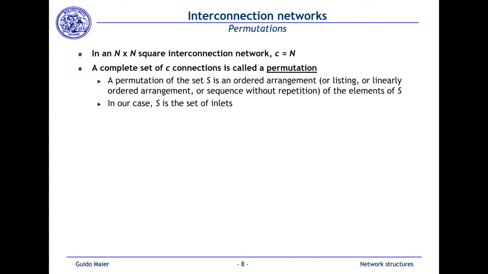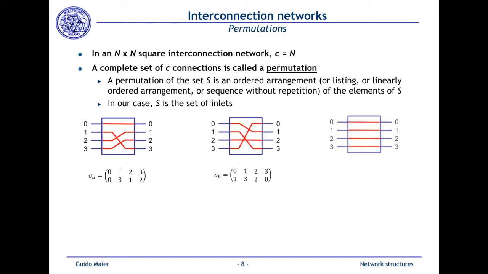What is a permutation? Mathematically, a permutation of a set is an ordered rearrangement, or a listing or arrangement or sequence, without repetition of the elements of the set. What is the set in our case? It is the set of inlets. For example, consider this situation: you have a square switching matrix setting up connections 0 to 0, 1 to 3, 2 to 1, and 3 to 2. These are the connections in terms of inlet-outlet pairs that are interconnected.